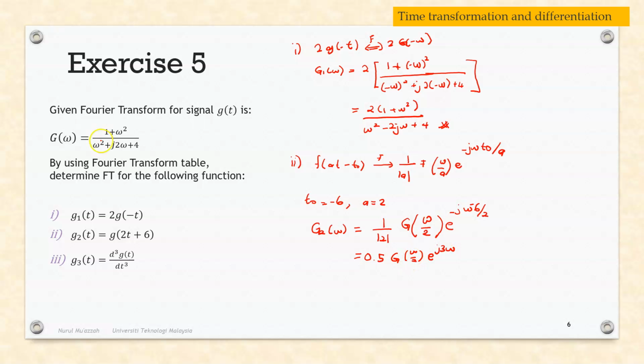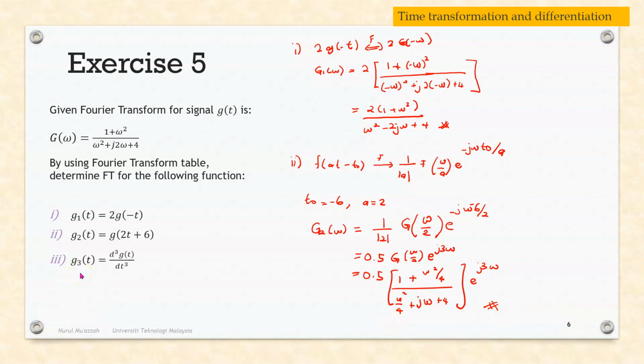Okay, so you take the G(omega) from here, 0.5 times (1 plus omega squared), and you change omega squared to omega over 2 squared. So it will become omega squared over 4, divided by omega squared over 4 plus j2 multiplied by omega over 2, which will become j omega, and then plus 4, multiplied back by exponent j3 omega. So again, this is the only answer. You don't have to further simplify this equation.